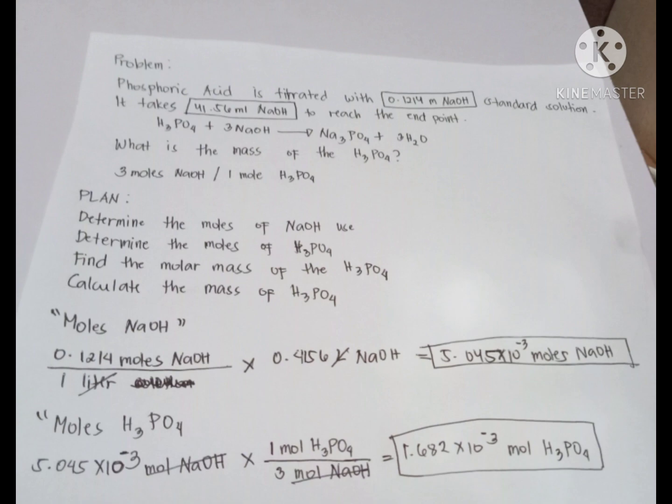So let us cancel the mole of sodium hydroxide. So the result is 1.682 times 10 raised to the power of negative 3 mole of phosphoric acid.